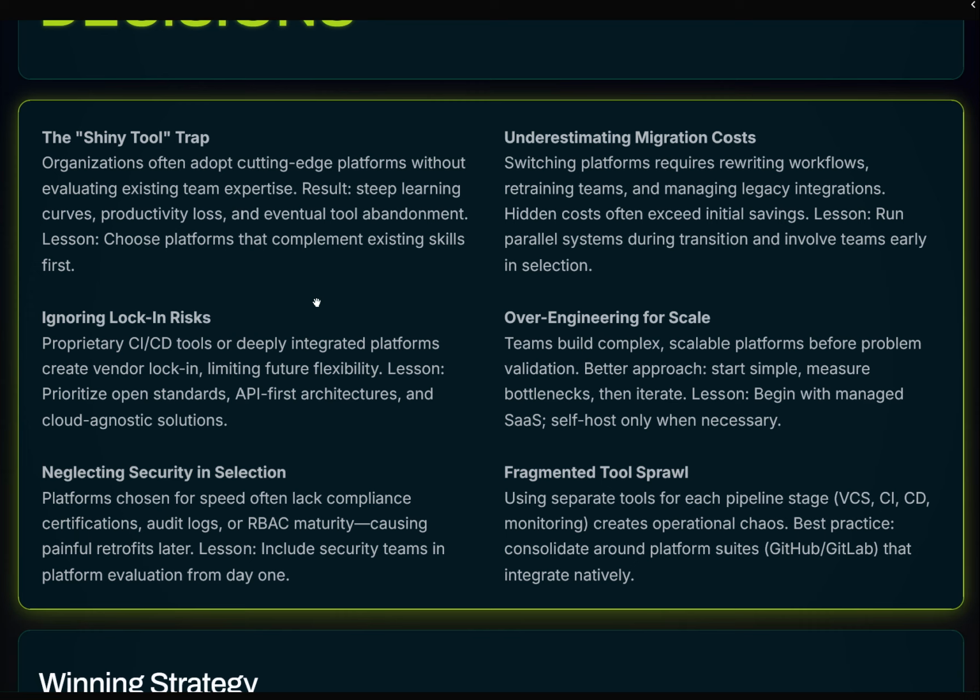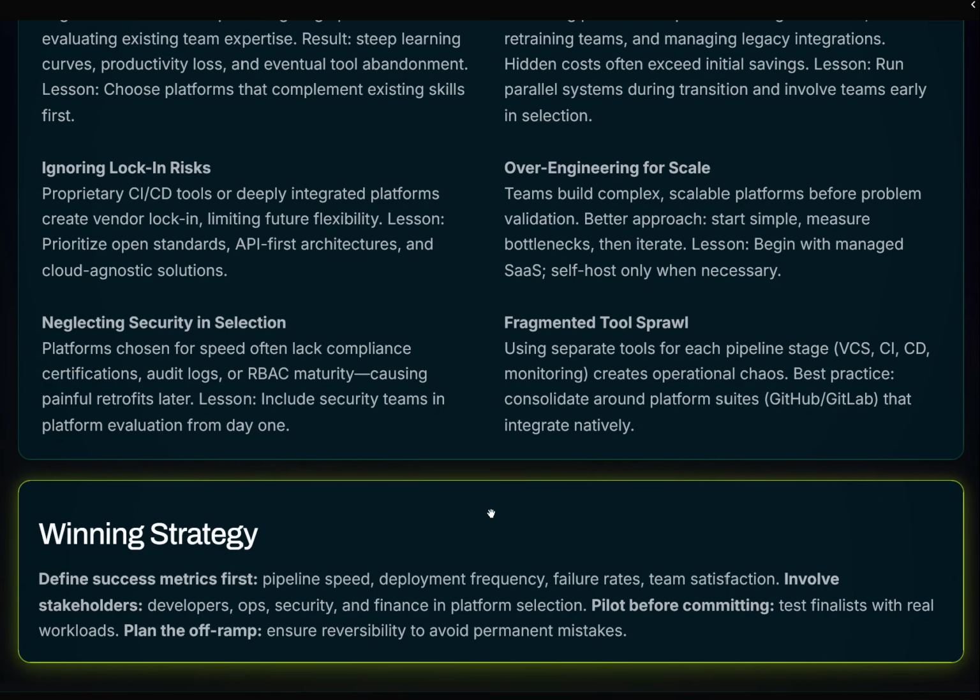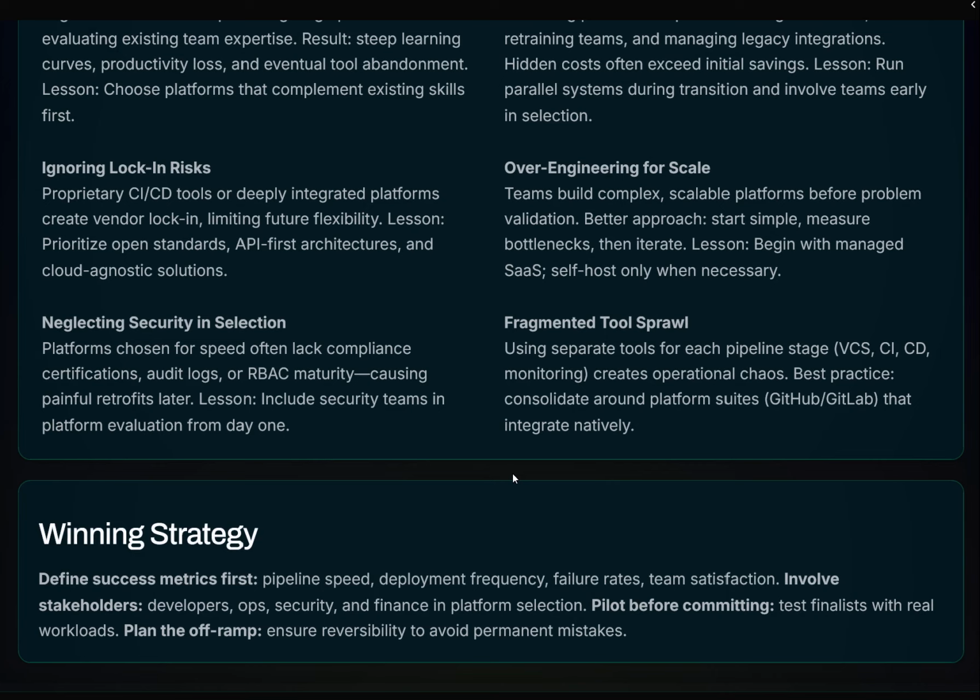Fragmented tooling, right? Using separate tools for each pipeline stage creates operational chaos. Best practice: consolidate around platform suites that integrate natively, right? So separate tools for each pipeline create operational chaos. Best practice is to consolidate into one platform, platform suites that integrate natively. So think about these reasons wisely before you select a platform.